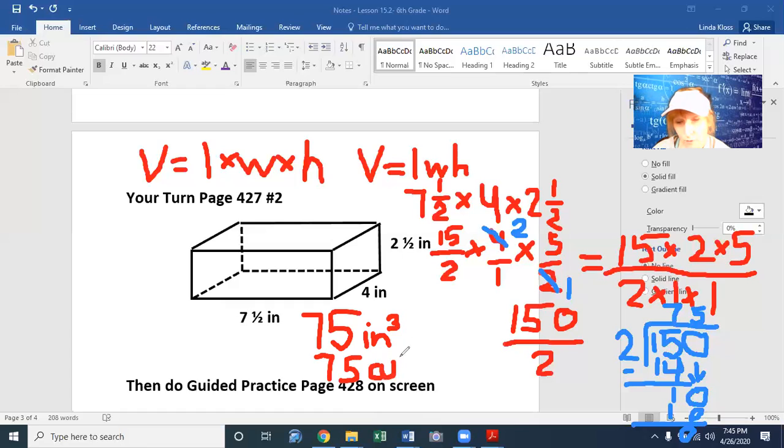How many cubes fit into a container that's that size with those dimensions? 75 cubic inches. So if I had cubes that were 1 inch by 1 inch, I could fit 75 into this size container. Okay.